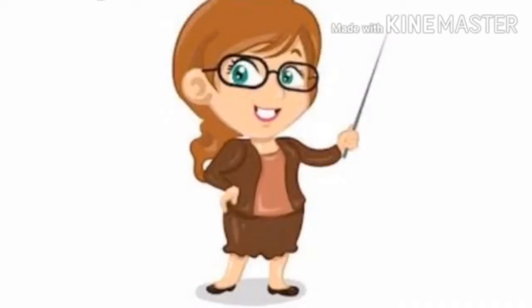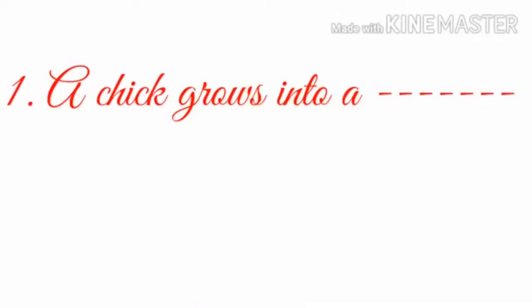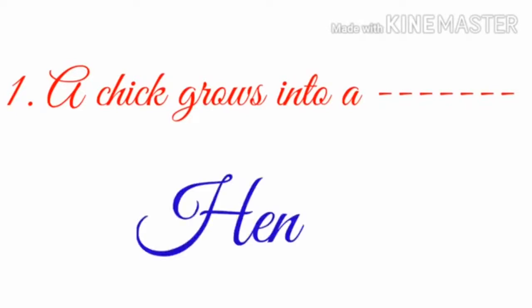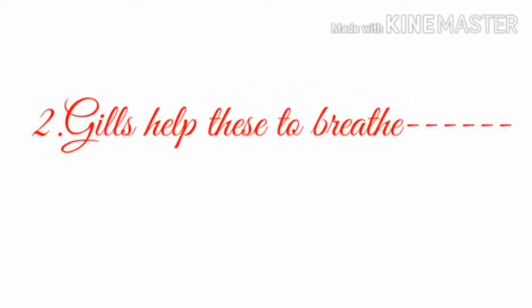First question. A chick grows into a dog, hen or baby? The answer is hen. Second question. Gills help these to breathe. Fish, snake or bird? Yes, the answer is fish.